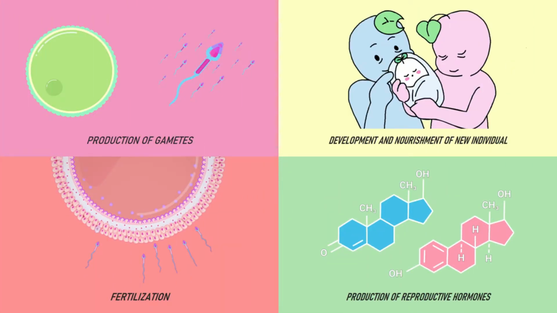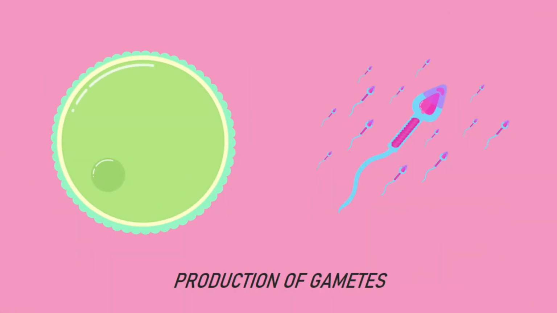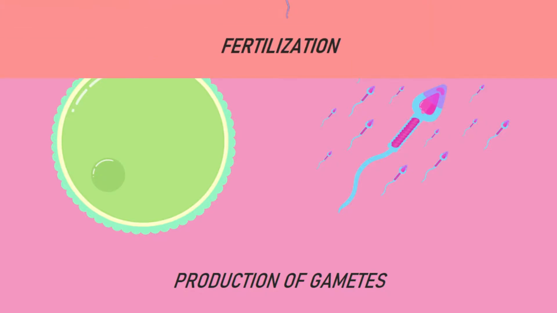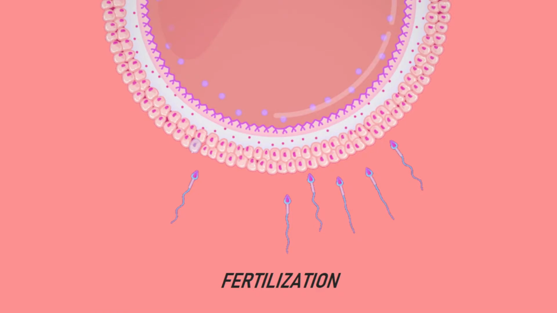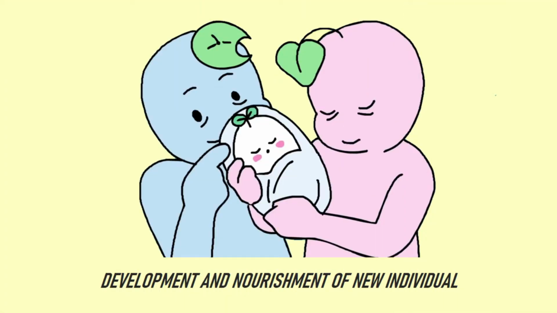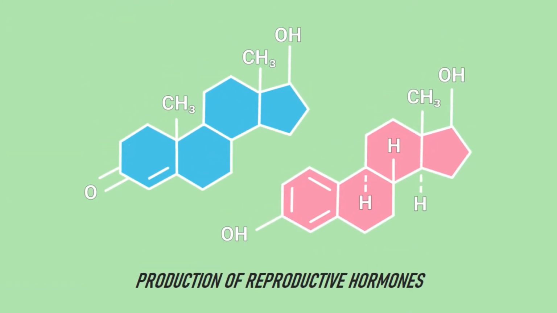The reproductive system performs four main functions. First, production of gametes, sperm cells in the testes of males and egg cells in the ovaries of females. Second, fertilization, or the process of fertilizing an egg cell with a sperm cell to form a zygote. Third is the development and nourishment of a new individual, where the female reproductive system nurtures the developing offspring from birth and after. And lastly, the production of reproductive hormones, which controls the development of the gender-specified body form.